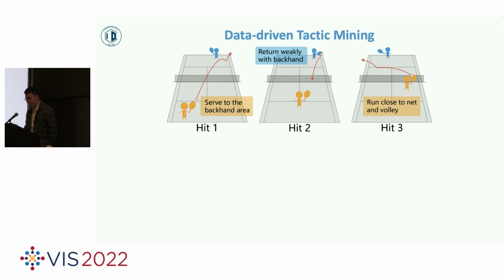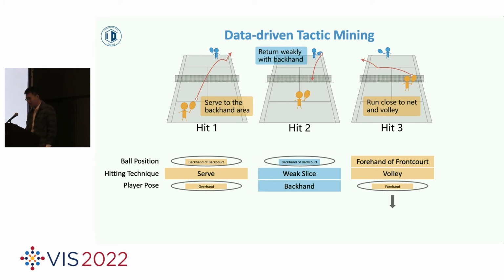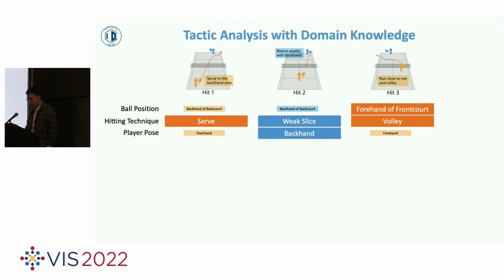To help sports analysts find such tactics, many data-driven tactic mining methods first characterize each hit by recording different hit features, such as ball position, hit type, and player pose. By applying pattern mining algorithms, such methods can filter out inconsistent or non-pattern hit features and discover the recurring patterns and tactics. In doing so, domain experts have perspectives in interpreting player tactics.